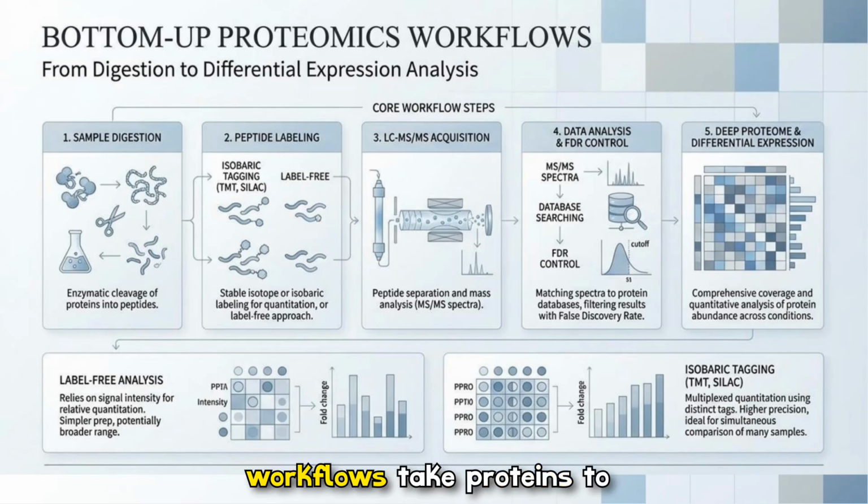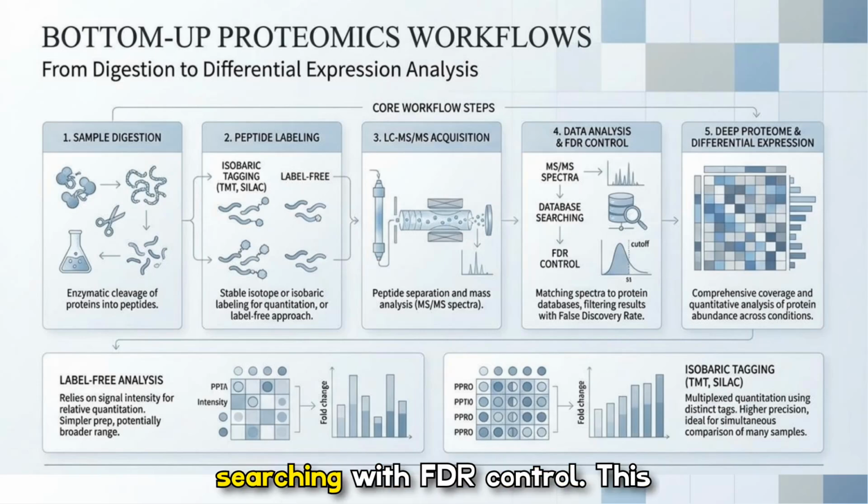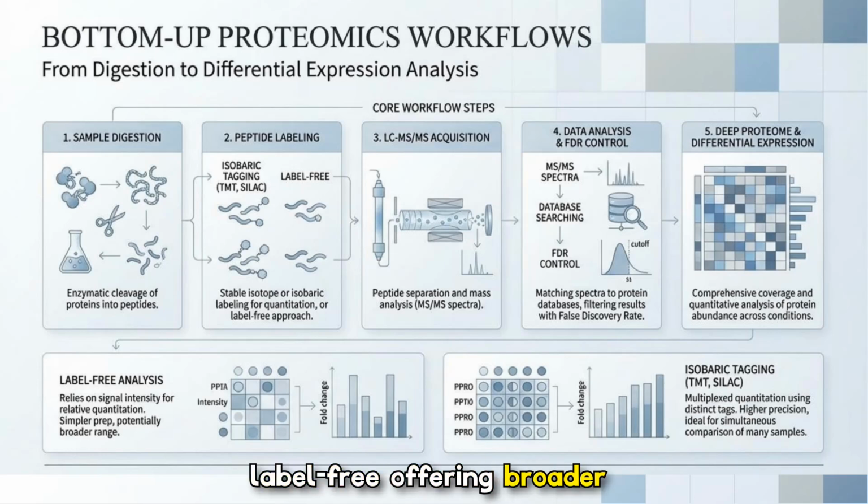Bottom-up proteomics workflows take proteins to peptides and then to quantitative insights. Enzymatic digestion creates peptides that are optionally labeled with isobaric tags or analyzed label-free, followed by LC-MS acquisition and database searching with FDR control. This pipeline enables deep proteome coverage and differential expression analysis, with label-free offering broader dynamic range and isobaric tagging providing multiplexed, higher precision quantitation across samples.